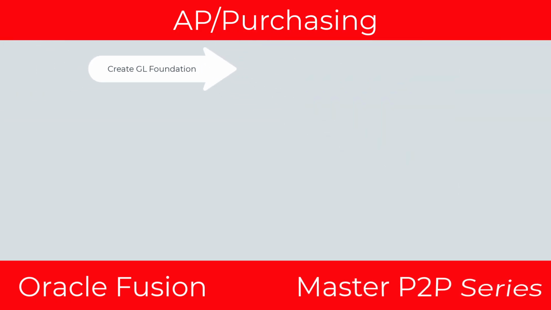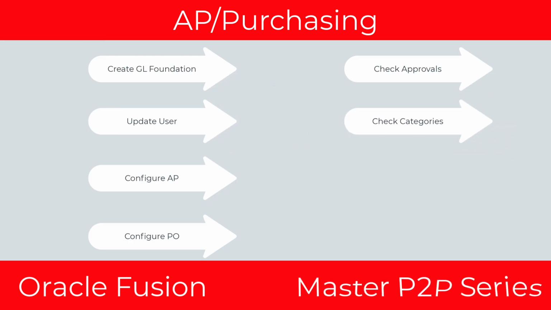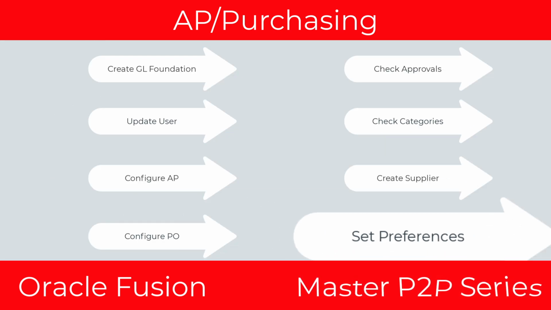Okay, so here's what we're going to do. We're going to create the GL foundation, which you already saw. We're going to update the user. We're going to configure accounts payable. We're going to configure PO. We're going to check the approvals. We're going to check the categories. We're going to configure and create a supplier, and we're going to set the preferences for the requisition for the user.